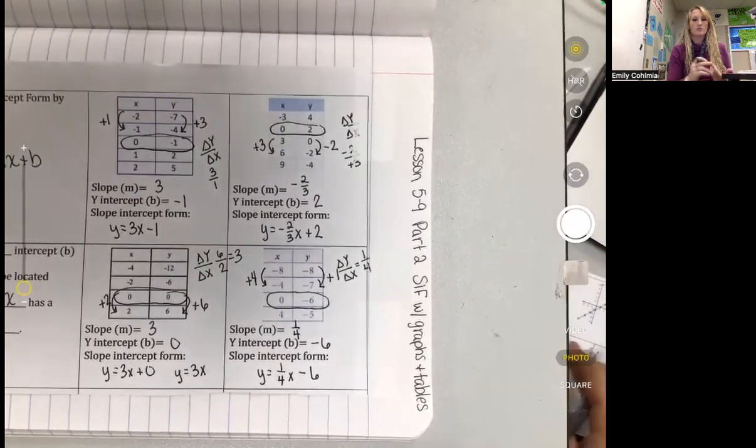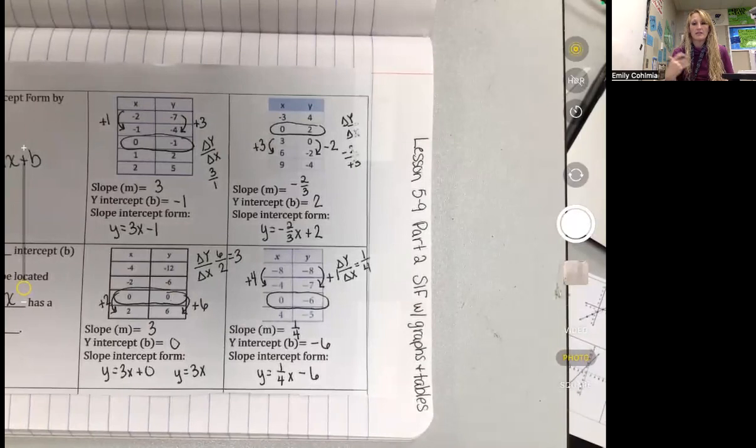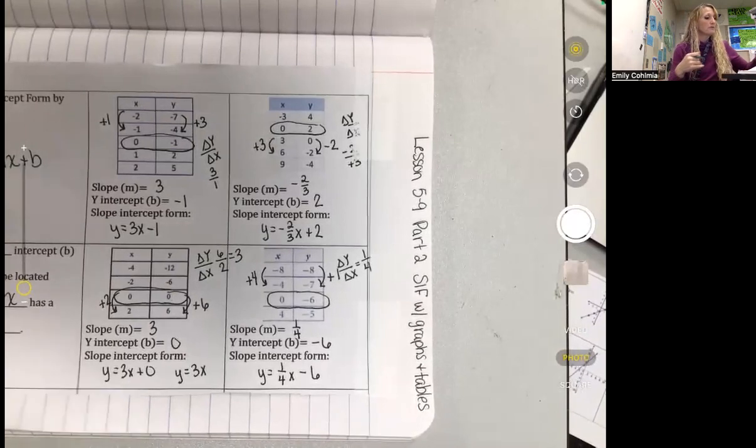So again, first thing you do is identify your y-intercept by looking for your x with a 0. The other number, the y number, would be your y-intercept. And then delta y over delta x to find your slope. Plug them into the slope-intercept form. So the second part of this then is slope-intercept form with graphs.